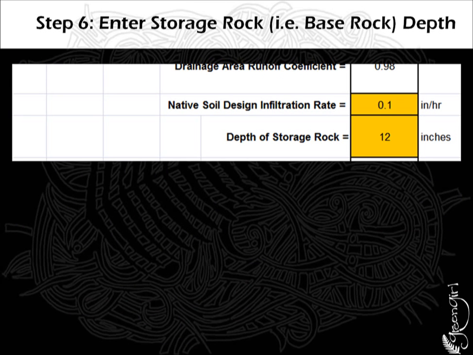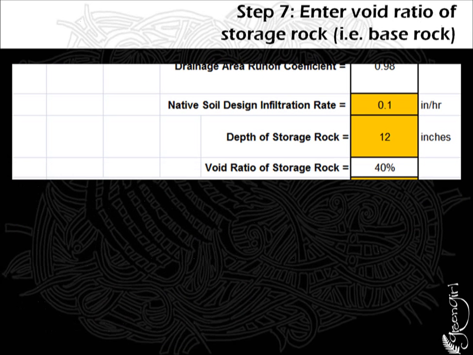So the depth of our storage rock, I'm just going to try 12 inches off the top of my head, because I have a little bit of experience in this. In porous asphalt projects, I've seen recommendations for 3 inches of asphalt over 12 inches of base rock. And in porous concrete projects, I've seen 6 inches of porous concrete over 6 inches of base rock. Since 12 inches is bigger than 6 inches, I'm going to try 12 inches first and just see how it goes.